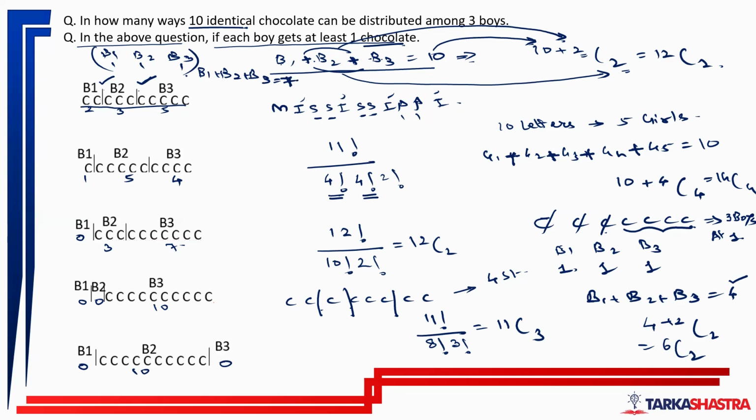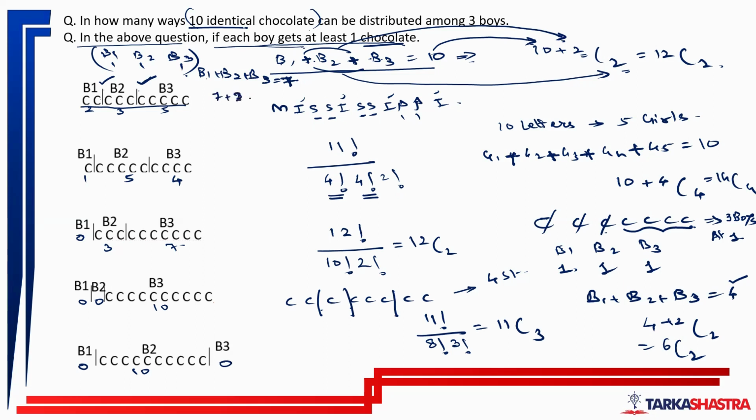So we satisfied the condition. Now B1 plus B2 plus B3 should be equal to 7. Because remaining 7 candies, out of the total 10 identical chocolates, the remaining 7 chocolates, I can distribute in any manner. Because already I have satisfied the condition that at least 1 chocolate should be given. So B1 plus B2 plus B3 is equal to 7. So how can I simplify it?